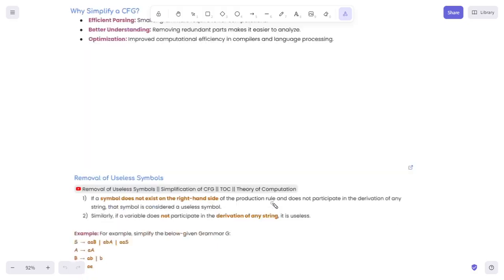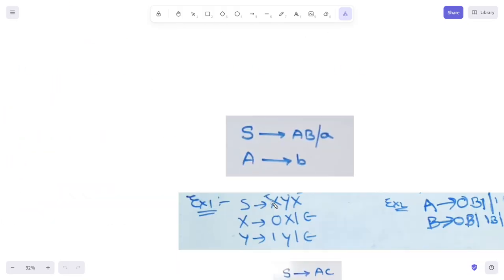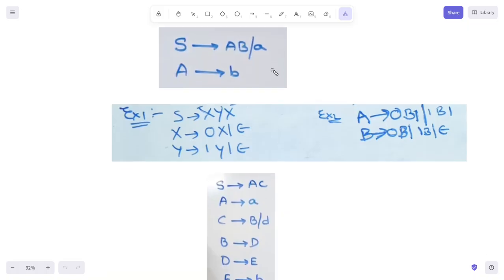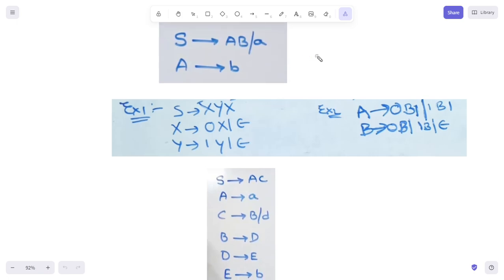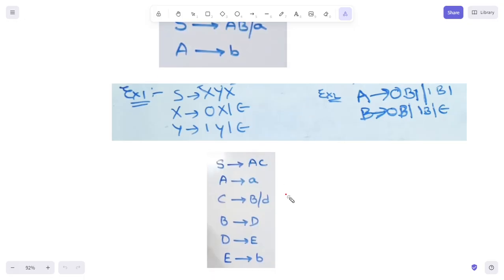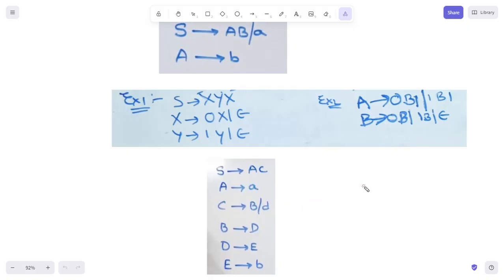So I have some questions for you. Try to do it on your own. The first one is removal of useless productions. If you see any useless production, try to remove it. Second question here is for null productions, and third is for unit productions. So try to solve it on your own.